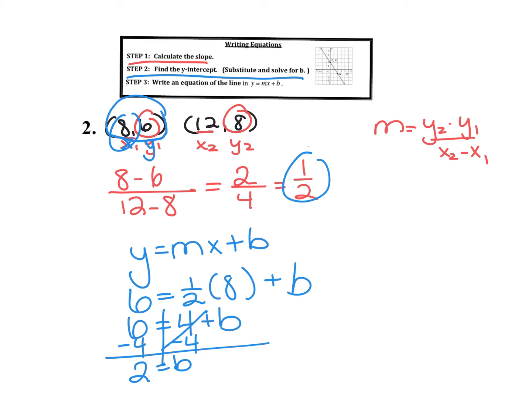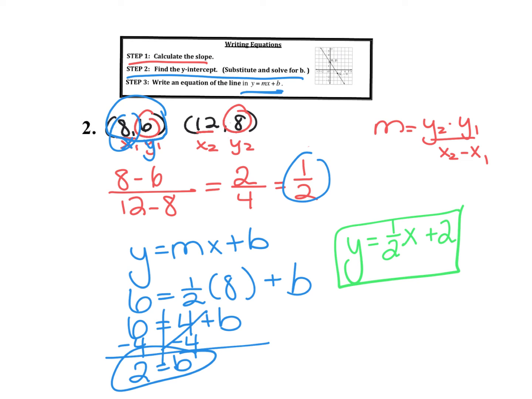All right, so remember, once you have the slope and once you have your y-intercept, now we're just going back and plugging it back into that y is equal to mx plus b. We're just putting it back in. So I'm going to have y is equal to 1/2 x. And then what's my y-intercept? It's 2. And once I have that, I'm all done. And my equation for that line is going to be y is equal to 1/2 x plus 2.